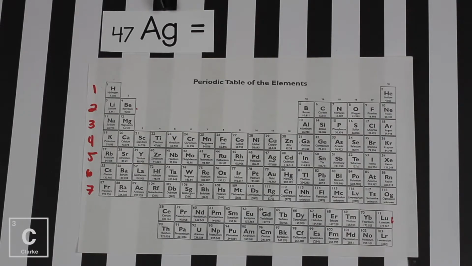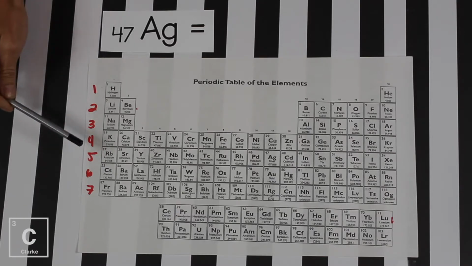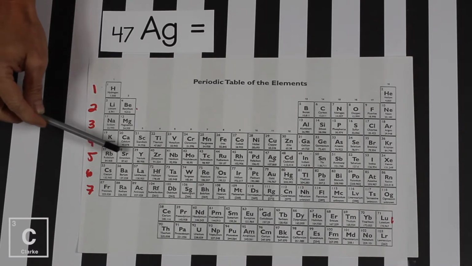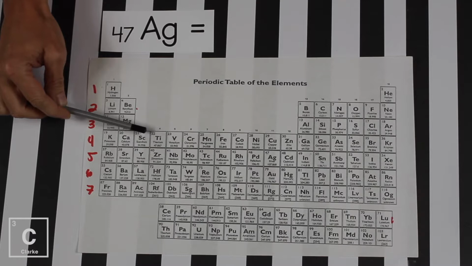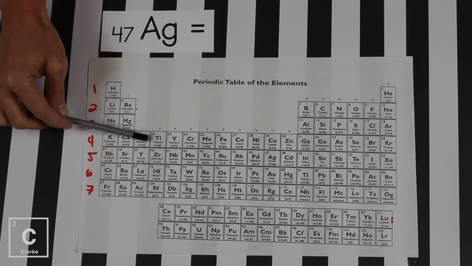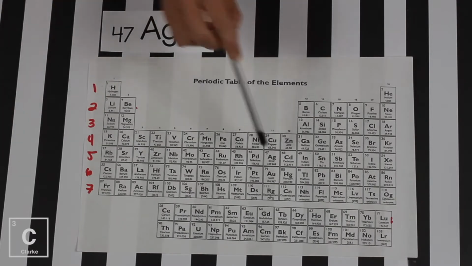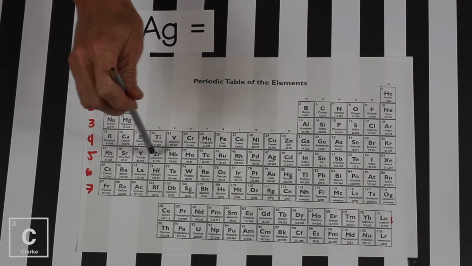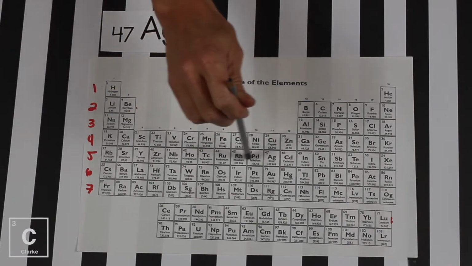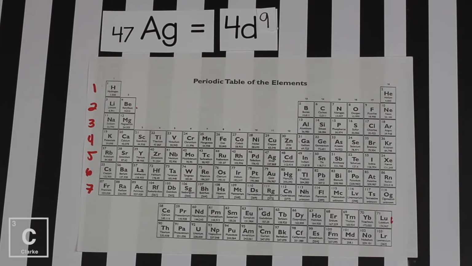Let's look at silver. Silver is number 47. So let's find silver on the periodic table. Here it is. If we were going to use this shortcut with the periodic table, we see that silver is in period 5. That means 5 is going to be the biggest shell. So this is 5s1, 5s2. But remember, the D block goes down a level. This is 3d, this is 4d. Silver lands in 4d: 1, 2, 3, 4, 5, 6, 7, 8, 9. The ending notation for silver would be 4d9.